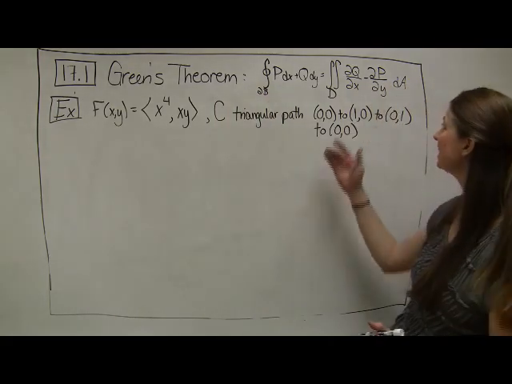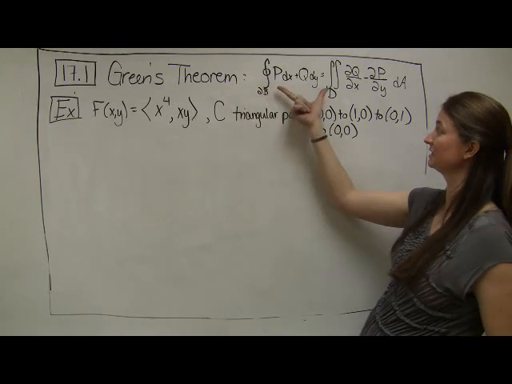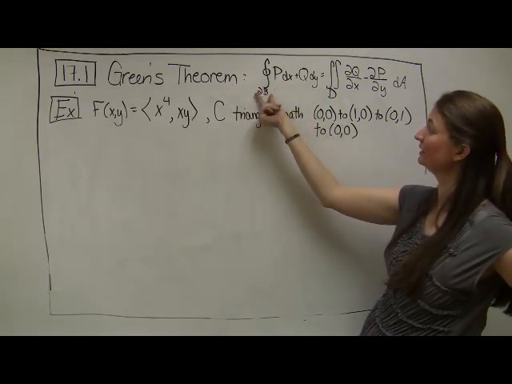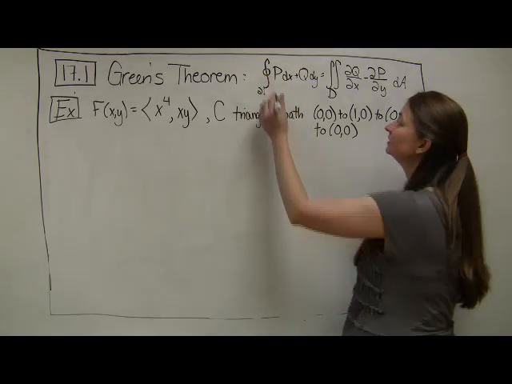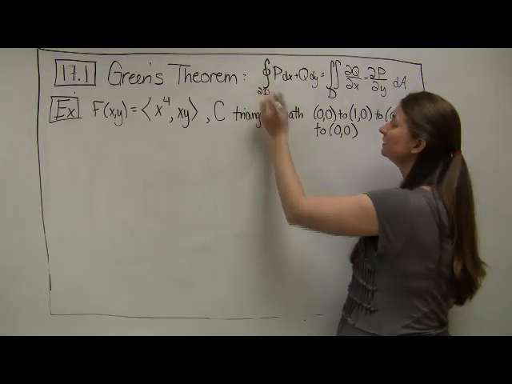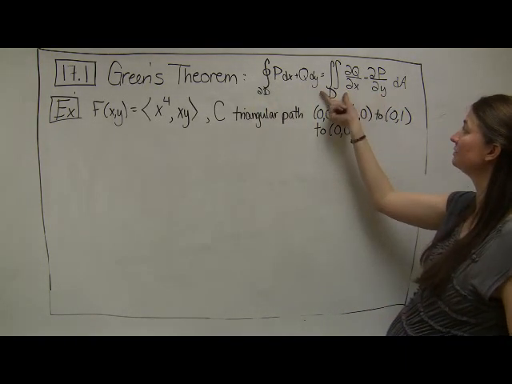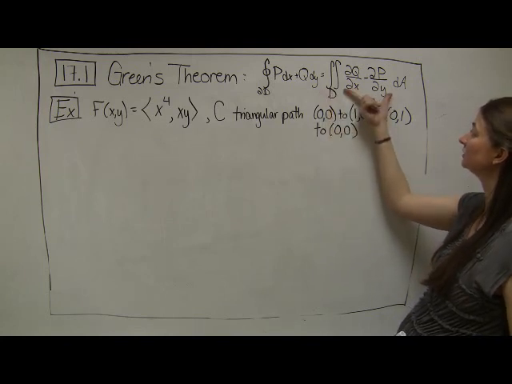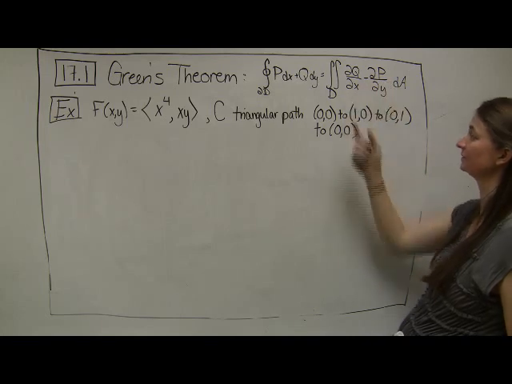Example. You can see at the top of the board I've written in tiny letters a reminder of what Green's theorem is saying. Green's theorem is saying that I can take a line integral along the closed boundary of D. My vector line integral is going to be exactly equal to the double integral over the area of D of the curl of my function f, where my curl is given by this expression.